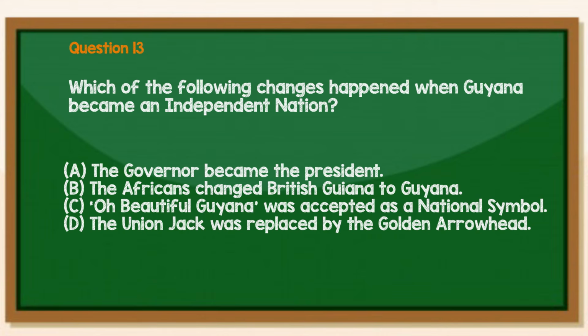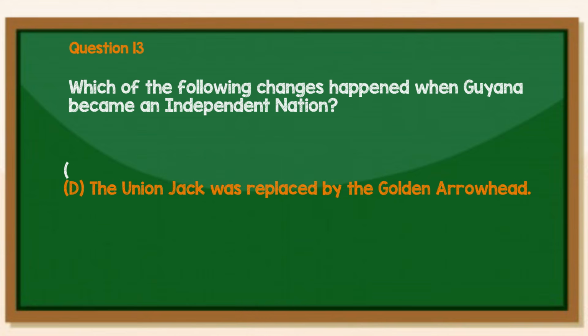Question 13. Which of the following changes happened when Guyana became an independent nation? A. The governor became the president. B. The Africans changed British Guyana to Guyana. C. Oh Beautiful Guyana was accepted as a national symbol. And D. The Union Jack was replaced by the golden arrowhead. The answer is D. The Union Jack was replaced by the golden arrowhead.